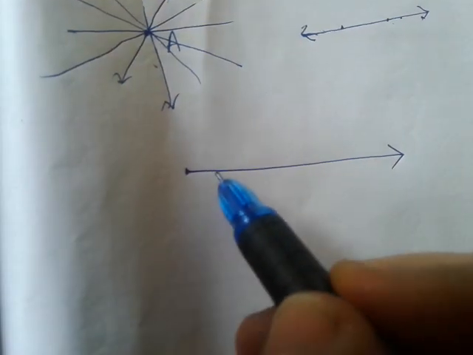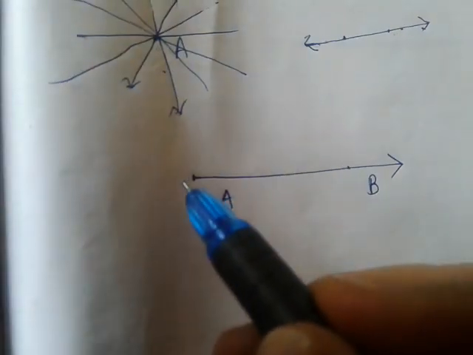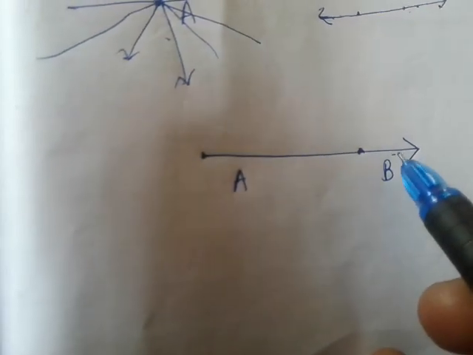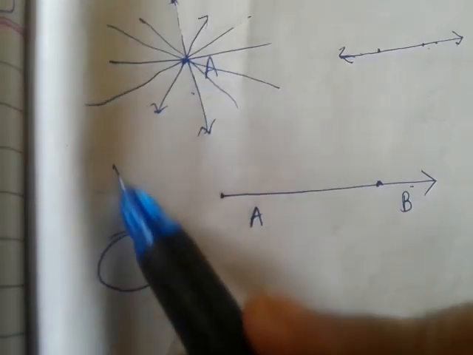So this is A and B. Okay, so what does it mean, children? It means that this is a ray. You know sun rays. What are sun rays? You have heard this, sun ray. So what does it mean?